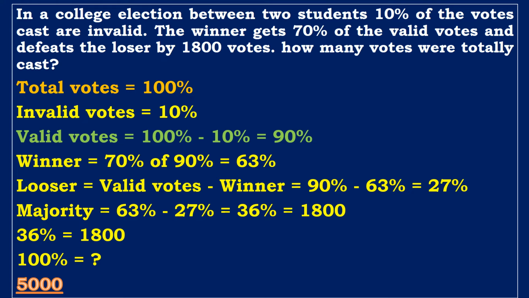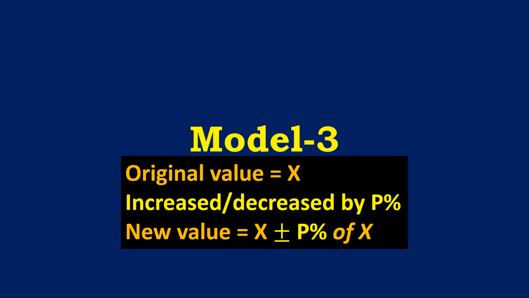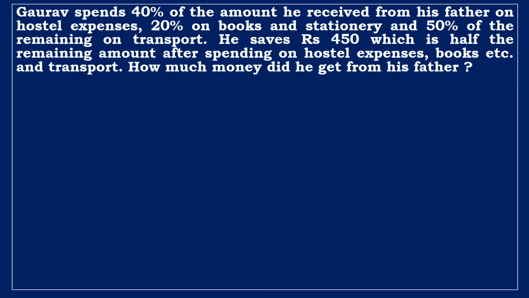The third model of percentage calculation is x being increased or decreased by p percentage. If we increase the original value x by p percentage, the new value is x plus p% of x. Similarly, if the original value x is decreased by p percentage, then the new value is x minus p% of x. Let's take an example to understand this concept.